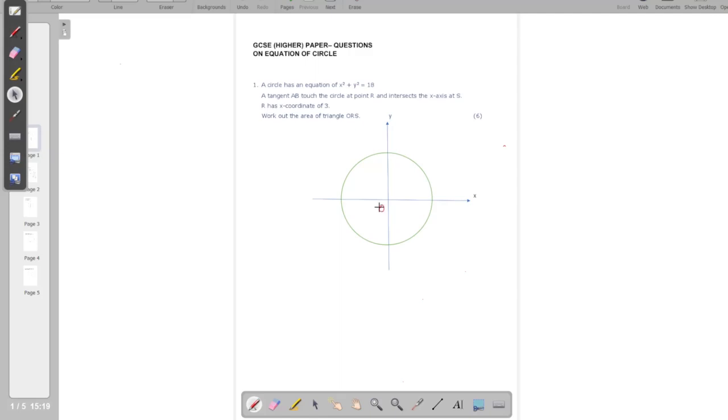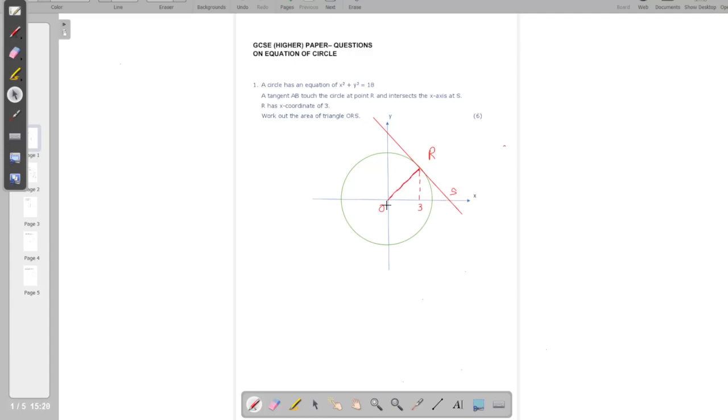A tangent AB touches a circle at point R and intersects the x-axis at S. That's the R, that's the S. R has an x coordinate of 3. So that's the x coordinate. Work out the area of the triangle ORS. So let's join that. That's the radius.